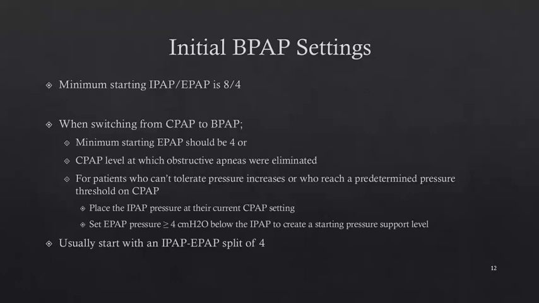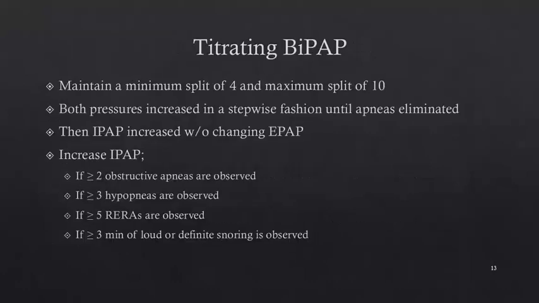If you are switching over to BiPAP because the patient can't tolerate the high pressure or because you've maxed out your CPAP, what you're going to want to do is set your IPAP at your current CPAP setting and then set your EPAP 4 below that. Your starting IPAP EPAP split is usually around 4, and then as you begin to titrate PAP, you can deviate from that. So you're going to maintain a minimum split of 4 between IPAP and EPAP, maximum split of 10. You're going to increase both pressures in a stepwise fashion until you eliminate the apneas. Once obstructive apneas are eliminated, then EPAP is going to stay planted where it's at, and you're going to only increase IPAP for the rest of the respiratory events that you see: apneas, hypopneas, RERAs.